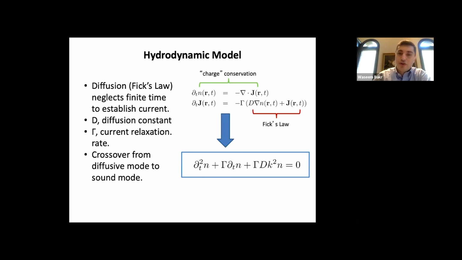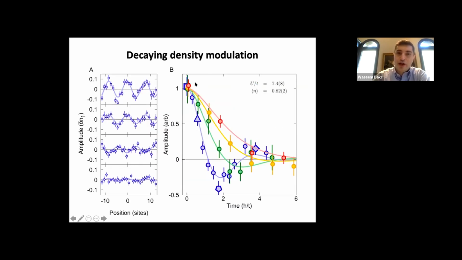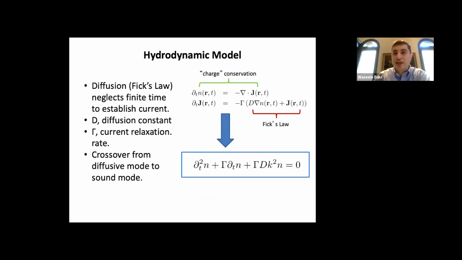So in order to get this sort of behavior, you want a finite relaxation rate. If the relaxation rate was infinite, then your current immediately goes to a steady state, and you just get Fick's law, which at that point you just have diffusion, so you just get the exponential decay. But the fact that there is a finite gamma, that's what gives you the sound.